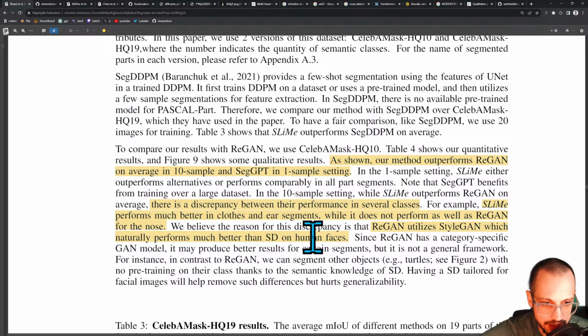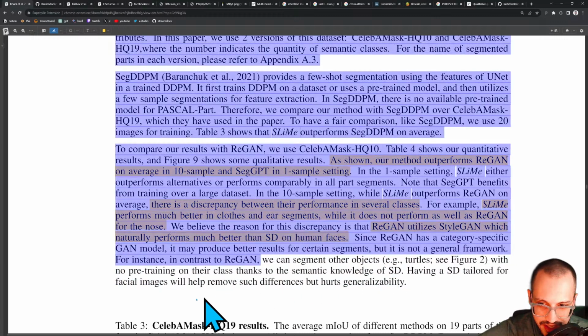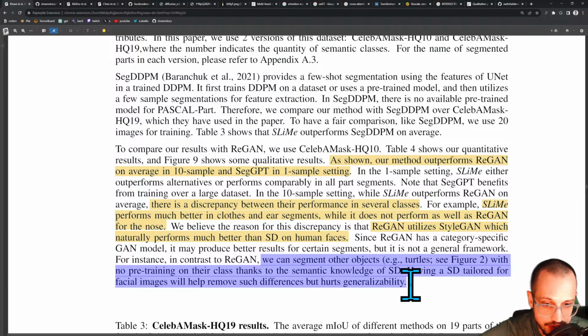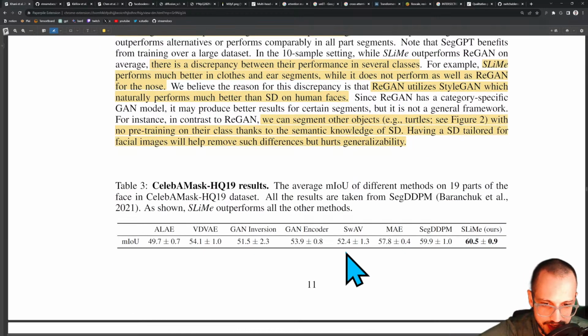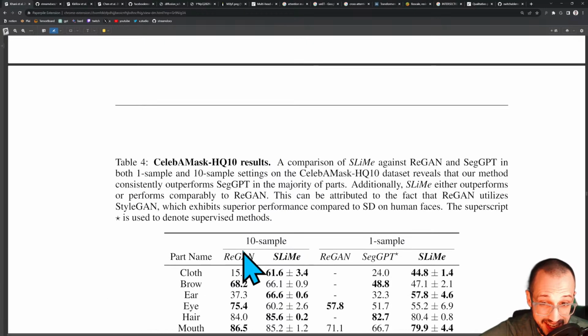And I love it when conclusions fit my intuition. We can segment other objects with no pre-training on their class thanks to the semantic knowledge of SD. Having SD tailored for facial images will help improve such differences but hurt generalizability. I don't know. I think the bigger, better SD model of the future will just be better in every single way. So, average mIoU of different methods. You have more comparisons here, kind of beating these out, I guess. SUVA, MAE, SegDDPM, DDPM.